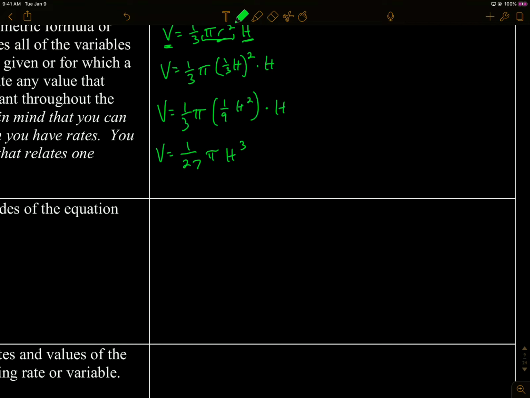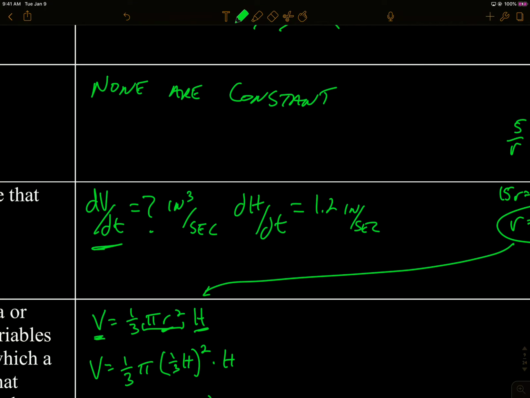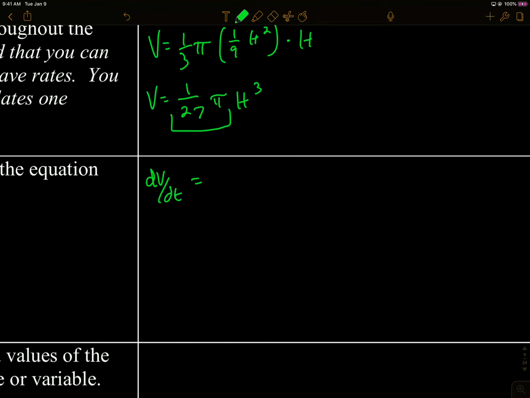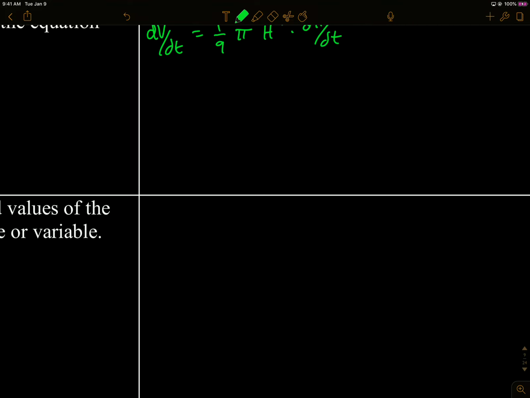And now it's only got v and h in it, which is good because I want to know dv/dt and I know dh/dt. So that's what I need, just those two variables. I go ahead and take the derivative with respect to time. The derivative of v becomes dv/dt. The derivative of this other part, remember 1/27 pi is just a constant, so I do power rule on h to the third. The 3 comes down, and I get 3 times 1/27 is 1/9 pi times capital H squared times dh/dt. So now I can plug in what I know and solve for what I need to find.